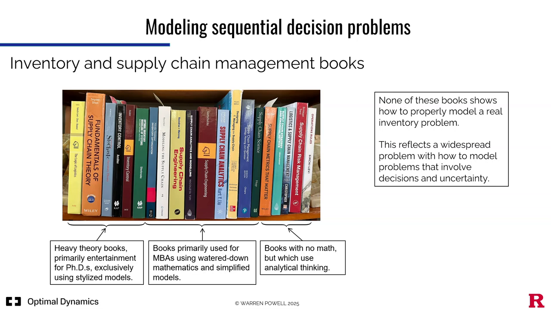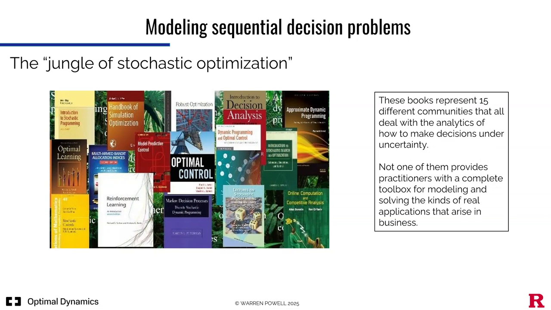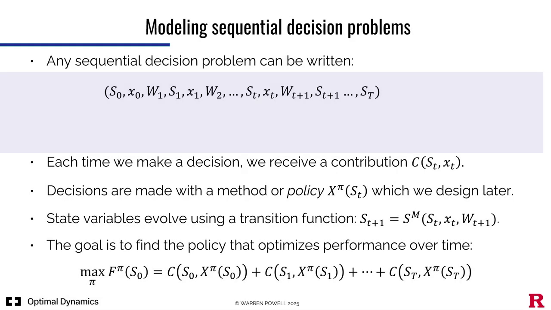And the difficulty is that there's a widespread problem with how to model problems that involve decisions and uncertainty. This is not a problem unique to the inventory and supply chain literature. If you go to my jungle, these books just don't set up the foundation of how to do modeling of decisions and uncertainty in a general way. And so the people who need to use these techniques on a problem like inventory planning have to sort of make it up on the fly. So I'm going to show you a general purpose modeling framework. It all fits on one PowerPoint slide. Okay, so just bear with me. I'm just going to walk you through this because it's very simple.